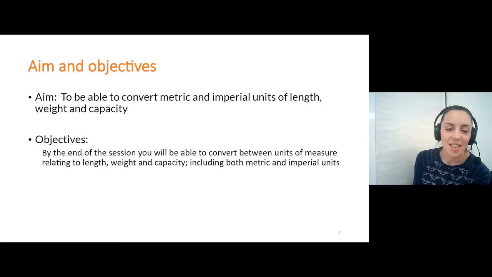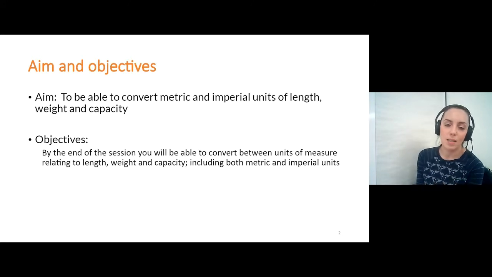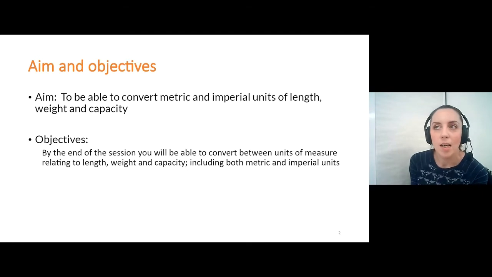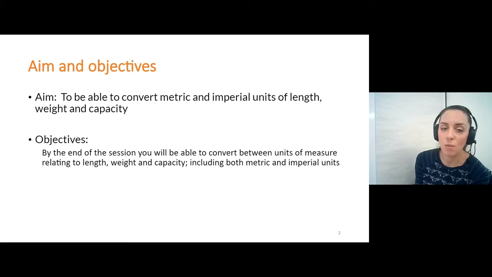The objective for today is by the end of the session, you'll be able to convert between units of measure relating to length, weight and capacity, including both metric and imperial units. So we're going to look at different units of measure. We're going to be looking at length first, then weight, and then capacity. And we're going to look at some metric units first, then I'll introduce imperial. At entry level 3, you will be just looking at metric units, but level 1 and level 2, you'll be looking at imperial units as well.